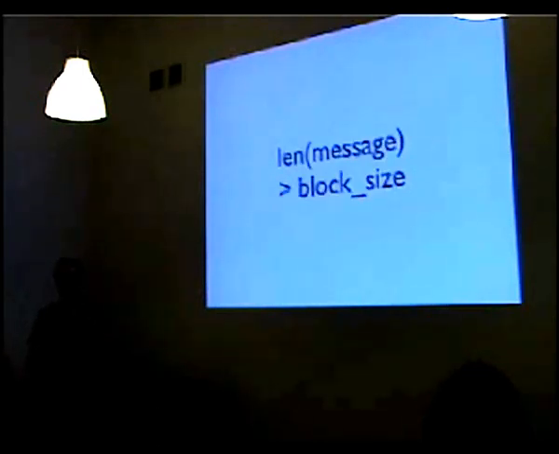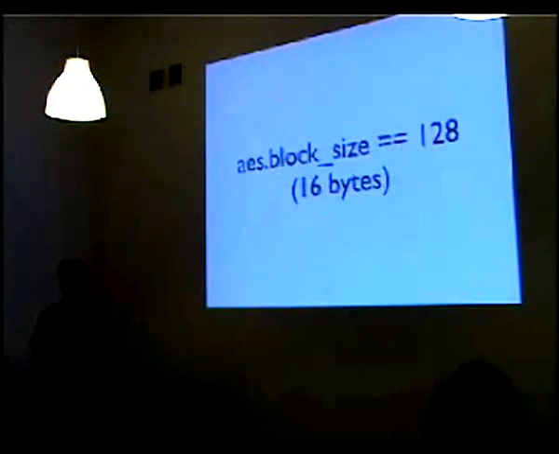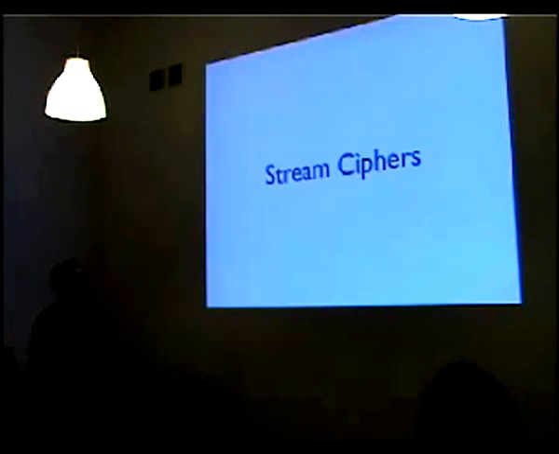Now, the length of that message is bigger than the block size. For AES, the block size is 128 bits, so that's 16 bytes. So hello fits in there, but most JPEG images don't. So we need something that can encrypt things bigger than 16 bytes, because we'd like to send real messages. And for that, we have stream ciphers.